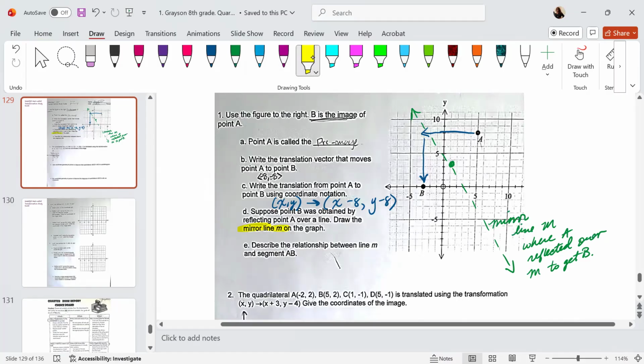Okay, E. Did you write down the description? Mirror line M, where A reflected over M to get B.